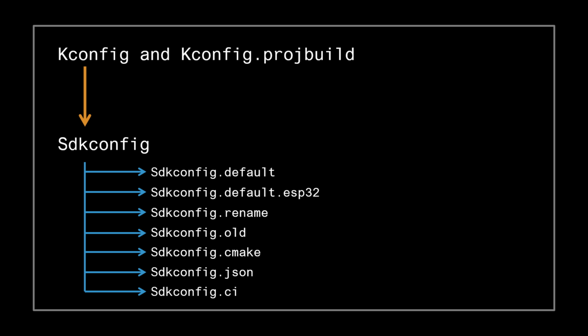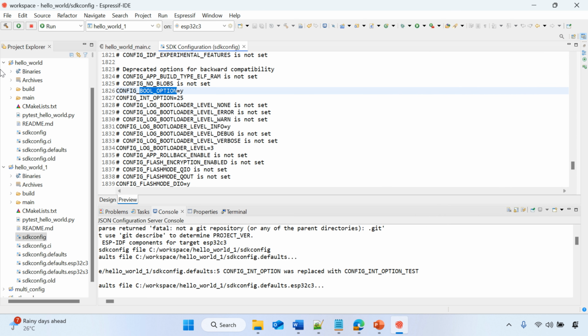Now the next one is sdkconfig.old. As you can see here in hello world, there is a sdkconfig.old file created, and in hello world 1, there is also a sdkconfig.old file created. The sdkconfig.old file is a backup of the previous configuration, and it is generated every time the sdkconfig file is generated. Whenever you make a change in sdkconfig and you build, your sdkconfig is generated, and the previous configuration will be reflected in the sdkconfig.old file. It is recommended not to manually edit this sdkconfig.old file.